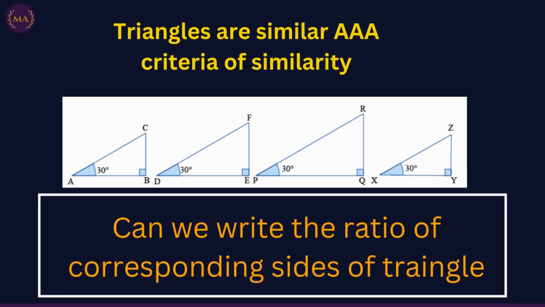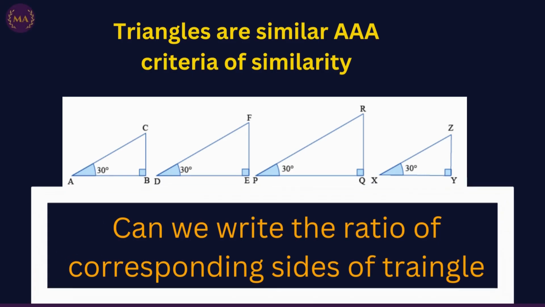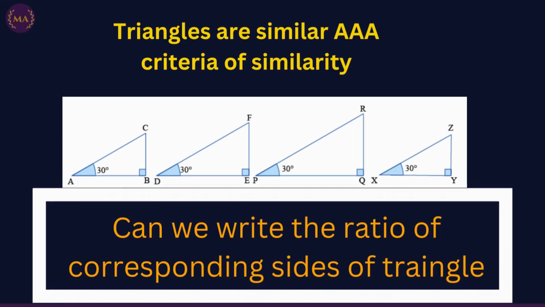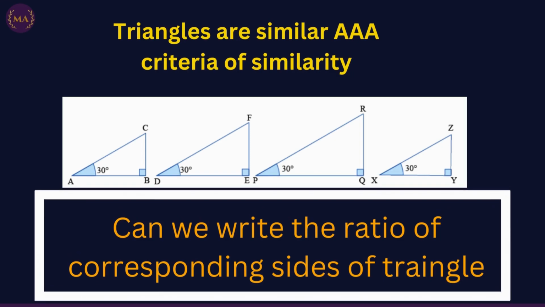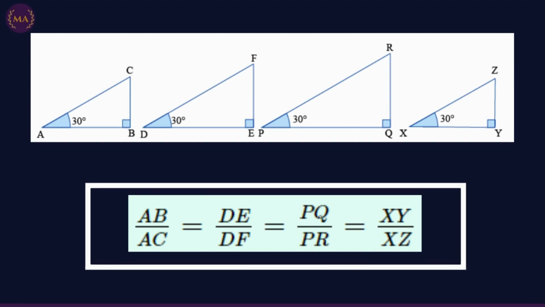Now we will write the corresponding ratios. The ratio of corresponding sides of the triangle. Since the triangles are similar, we'll get a ratio for all the sides. Right? So we're going to write that ratio. So what will be the ratio?